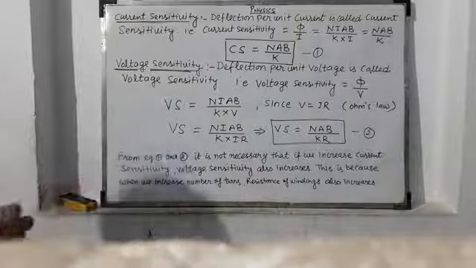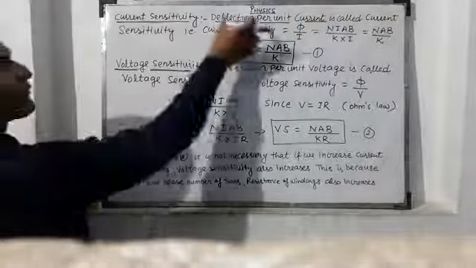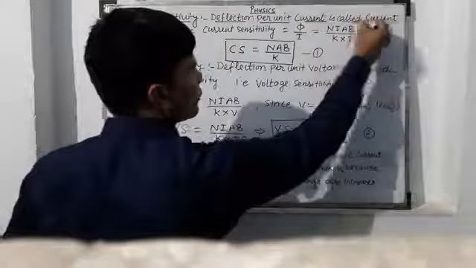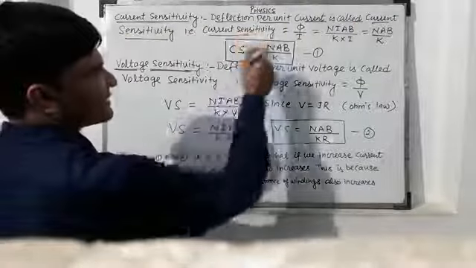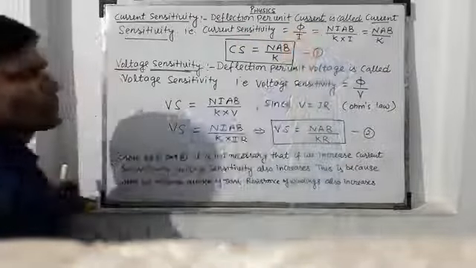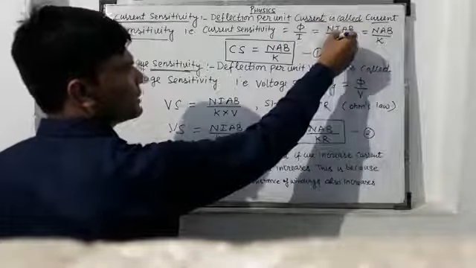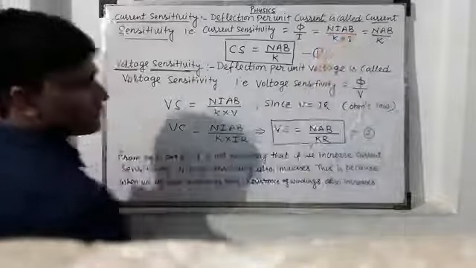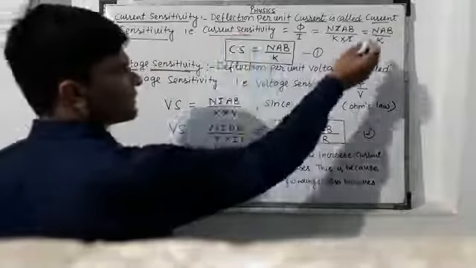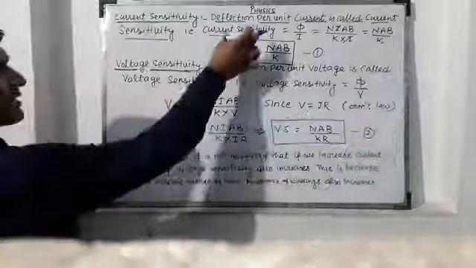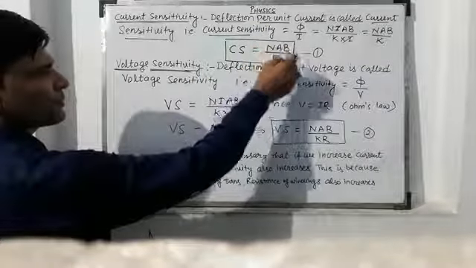It is defined as the deflection per unit current. Deflection per unit current is called current sensitivity. It means current sensitivity is equal to deflection upon current. As we know that phi is equal to NIAB upon K, and I is there. Now I is cancelled out, then we get current sensitivity NAB upon K. Current sensitivity CS is equal to NAB upon K.